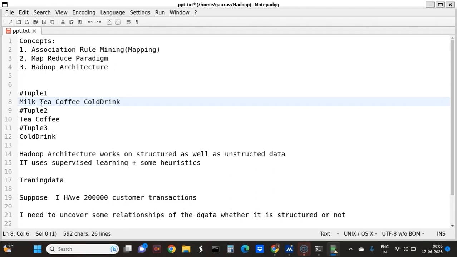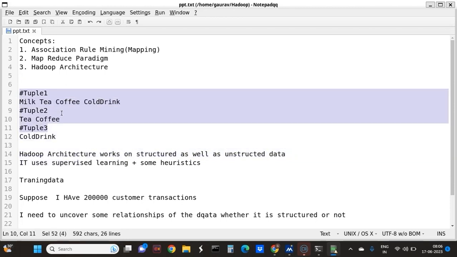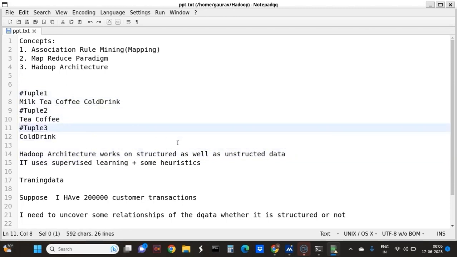The more the data, the more scalable is the Hadoop architecture. We will go to how it is super scalable. Now this is unstructured data because the number of columns in each row is different. But Hadoop works also on structured data. If in every row I had four columns, then also it would have worked. So it can work on MySQL or relational databases as well.